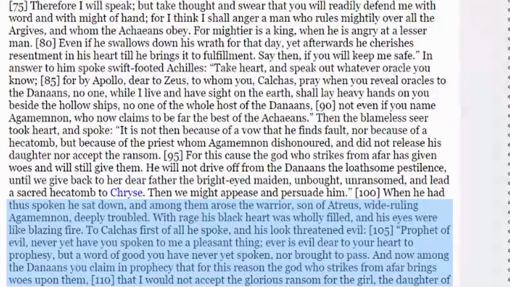Now, here is an important point where the distinction between narrator's voice and speaker's voice is important. The narrator told us earlier that it was actually Calchas's own efforts that guided the ships of the Achaeans to Ilios by his own prophetic powers. So Agamemnon is wrong when he says, you've never yet spoken a pleasant thing, you've never brought a word of good to pass. No, he actually has done good.